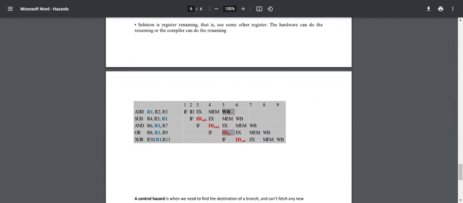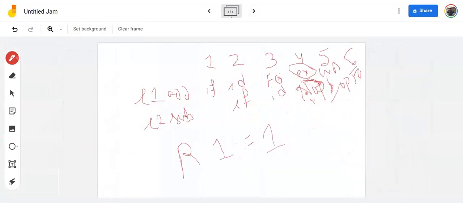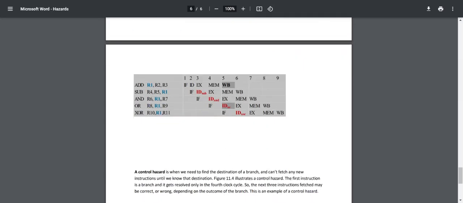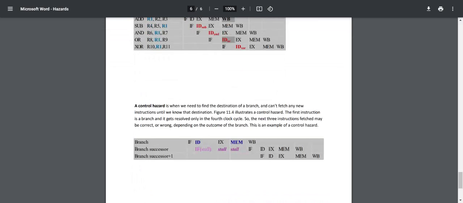So you can follow this diagram to understand and play with this data hazard thing yourselves and try to introduce NOP, no operation, whenever necessary. Just play with it. Now, let us come to control hazard.